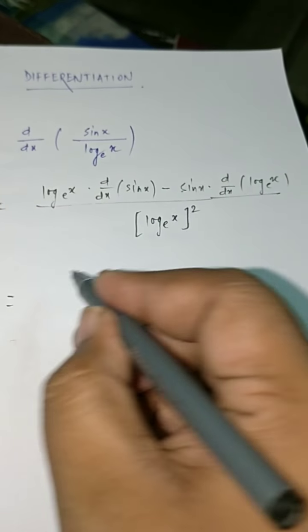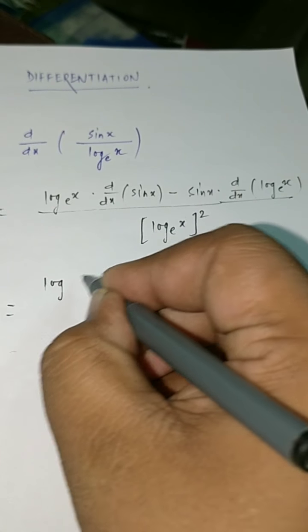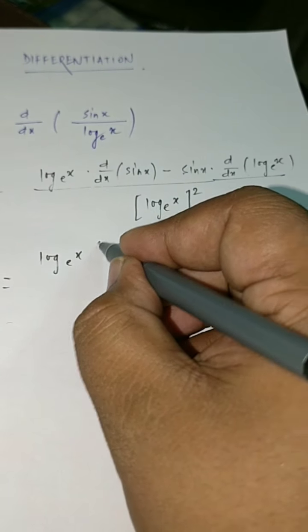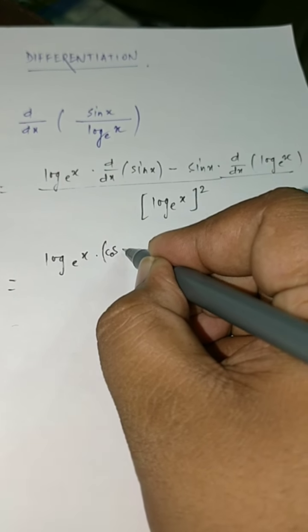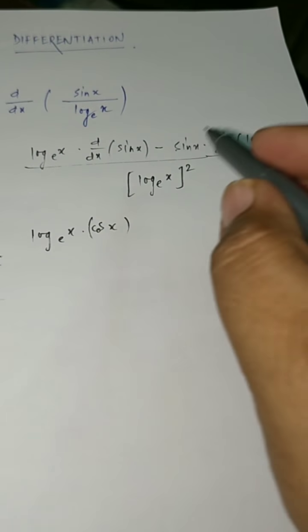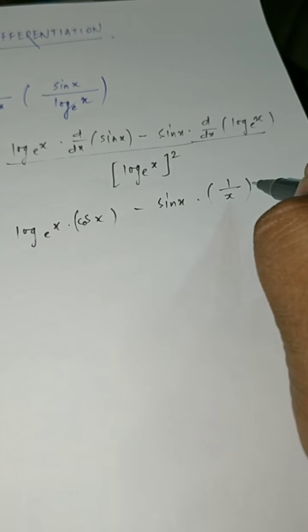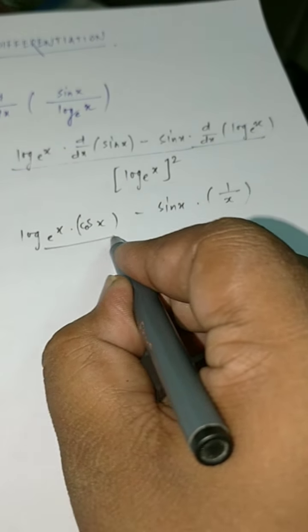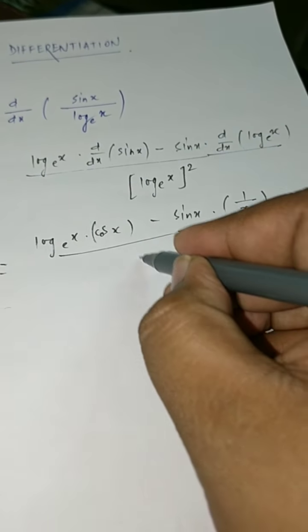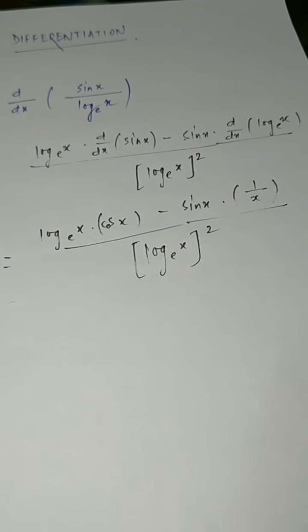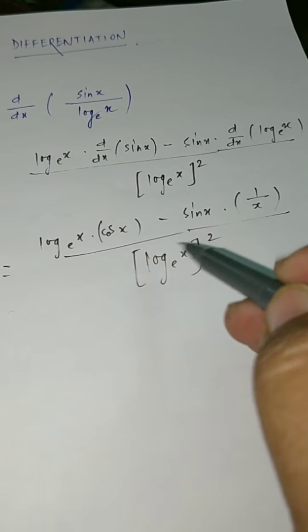Now log x is remaining outside the differentiation, so we carry it forward as such. d/dx of sin x, we already know it is cos x, minus sin x is outside. d/dx of log x, we know it is 1 by x. These are direct formulas. You have to refer to the formula sheet for that. And this is log x whole square. We can easily see that this can't be evaluated further, so this becomes our final answer.